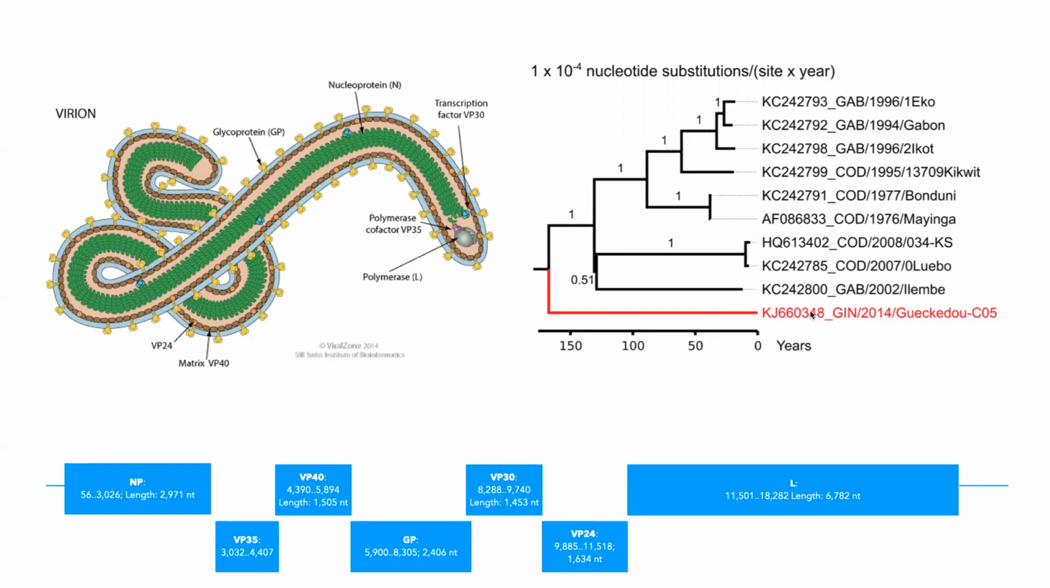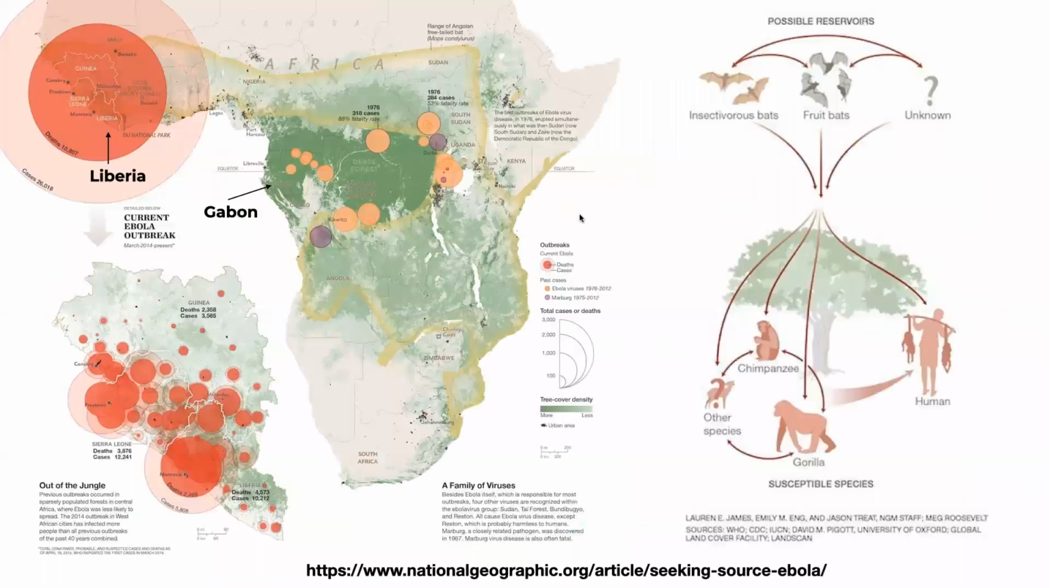So here we see different strains identified of Ebola virus. This is again the accession number. We started talking about accession numbers last time. Here you can see where they were taken from. So Gabon, Cote d'Ivoire, Gabon, and Guéckédou, which is actually somewhere on the border between Congo and Gabon and Liberia.